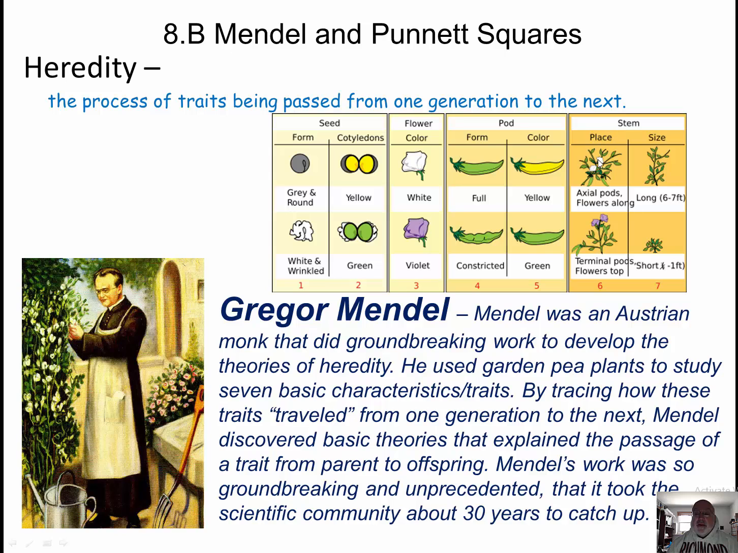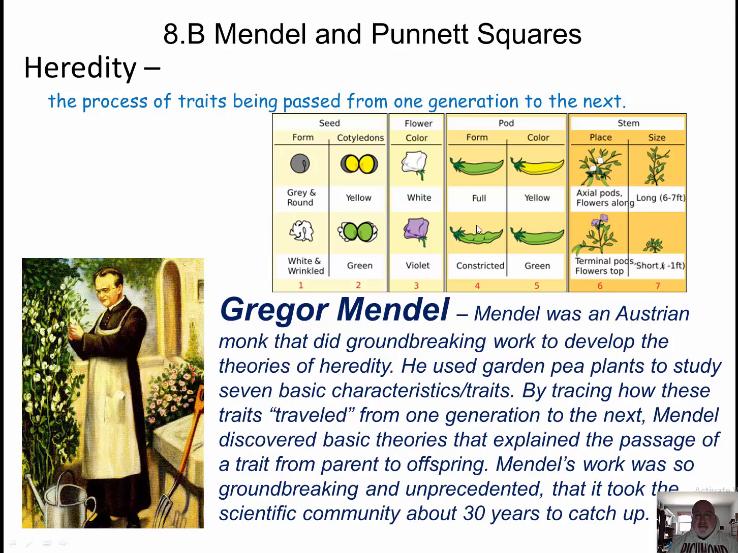And then the stem, we can have the flowers at the axil, which is sort of like at the crux of the branches, or we can have them at the terminal, at the end of the branches. And the size, we can have a plant that's called tall, anywhere between 6 and 7 feet tall, and we can have short plants that are less than 1. And he started seeing these things pop up in pea fields.